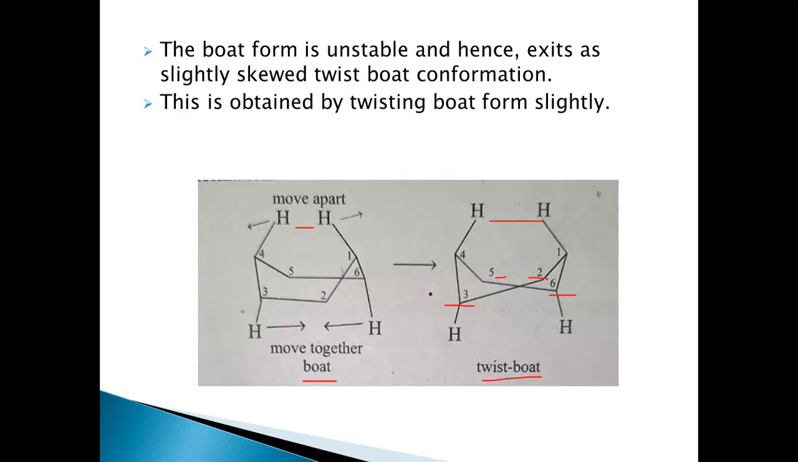So this is the twist boat. And the energy of this twist boat is lower than the boat. But the twist boat is more in energy than the chair by how many kilocalories? This is around 0.5 kilocalories per mole. So according to this, twist boat is more in energy than chair, and boat is more than the twist boat. So boat form is at the energy maximum, and chair form is the energy minimum in the potential energy diagram. And the energy difference between these two is around 7.1 kilocalories per mole.